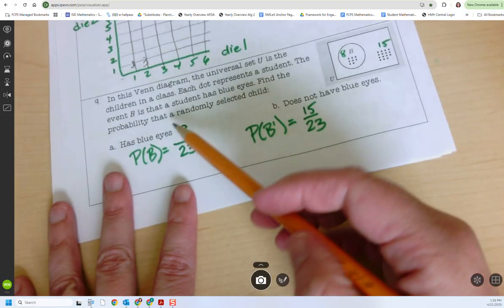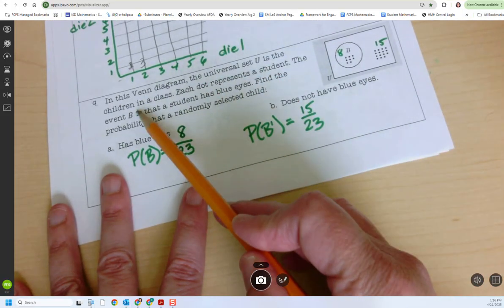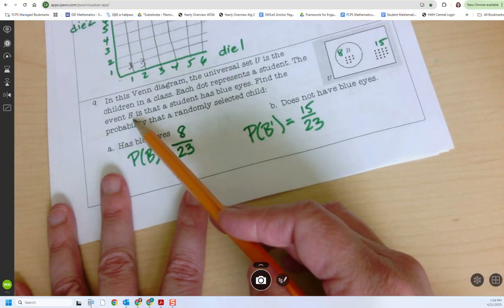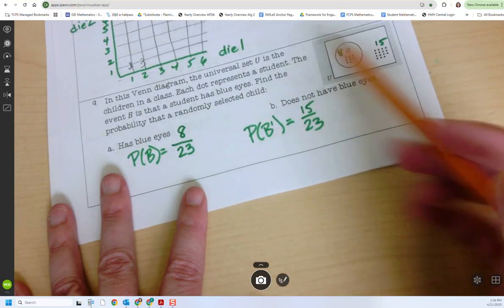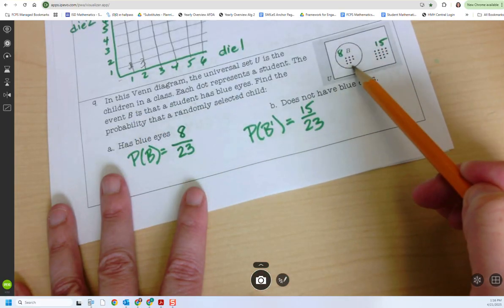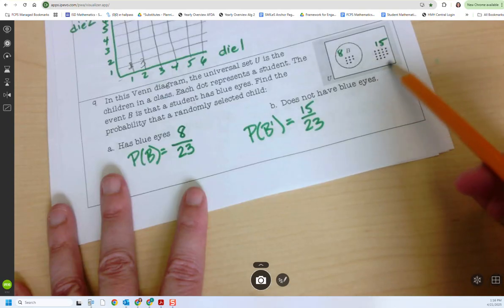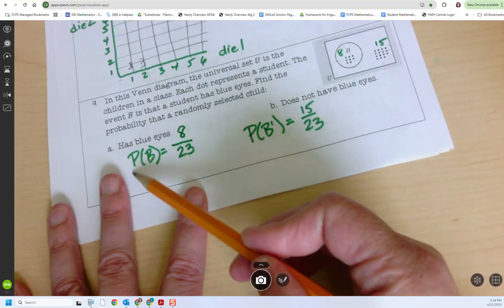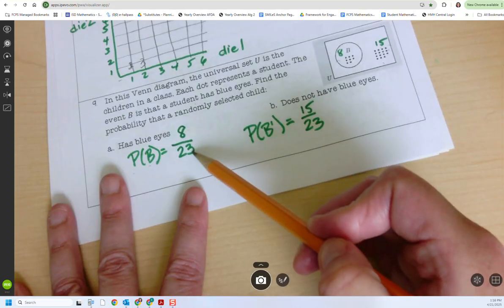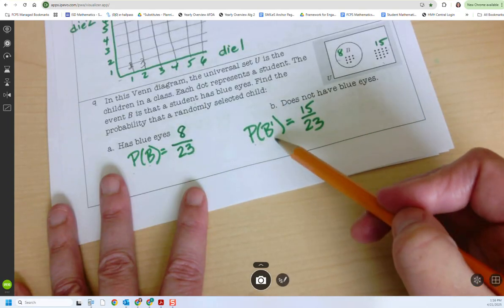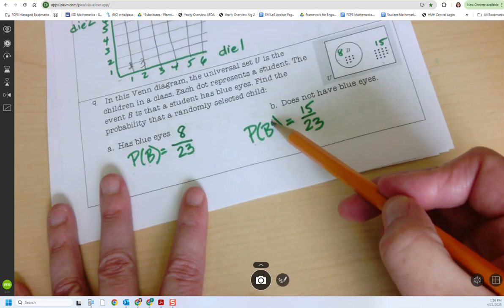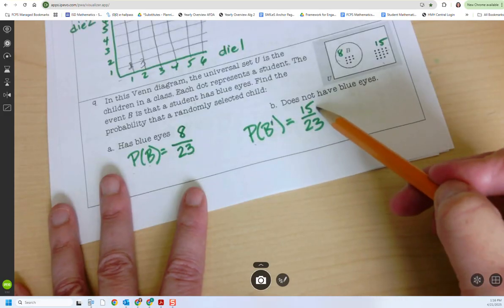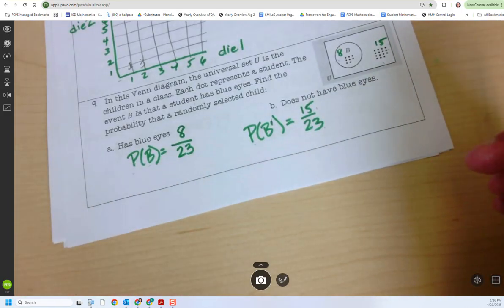Okay, down here, the universal set U is the children in the class. And the event B is a student has blue eyes. So you'll see 8 students have blue eyes. 15 do not have blue eyes. And that's 23 students altogether. So the probability of blue is 8 out of 23, and the probability of not blue, this little line means not, is 15 out of 23.